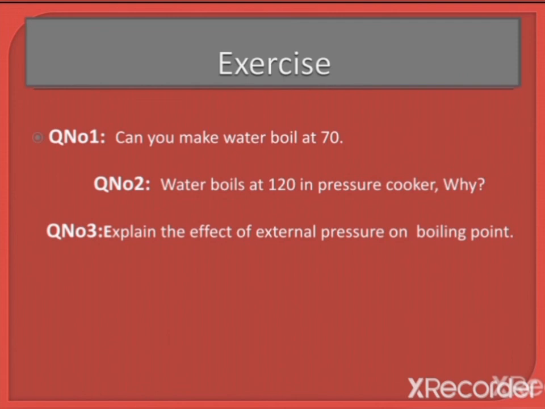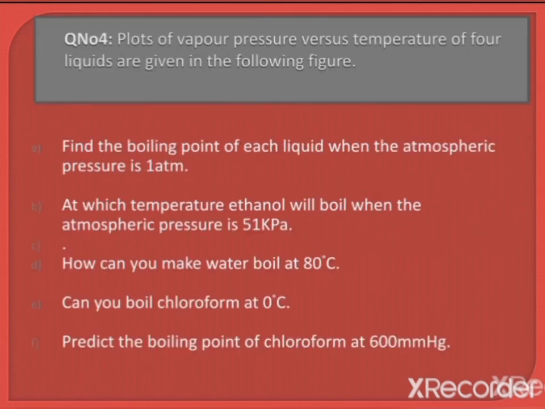Question number 2. Water boils at 120 degrees centigrade in a pressure cooker. Why? I hope you have understood the process which is taking place in the pressure cooker. Try to answer this question in your own words. Question number 3. Explain the effect of external pressure on boiling point. Now, the last question is about a graph.